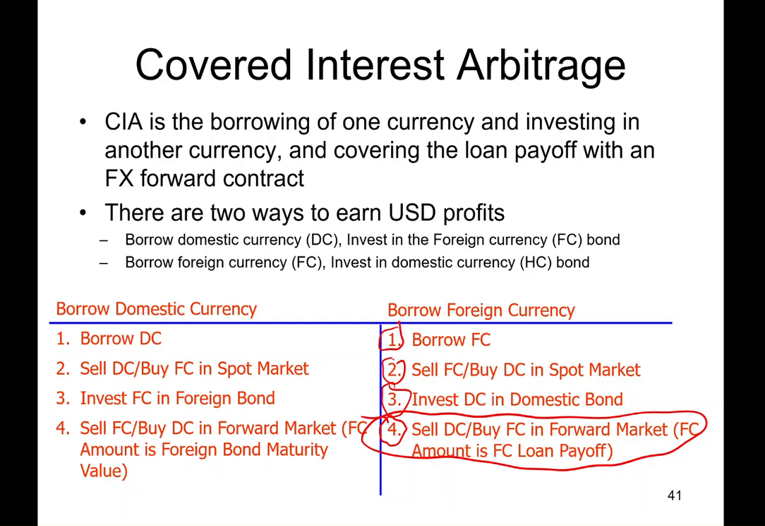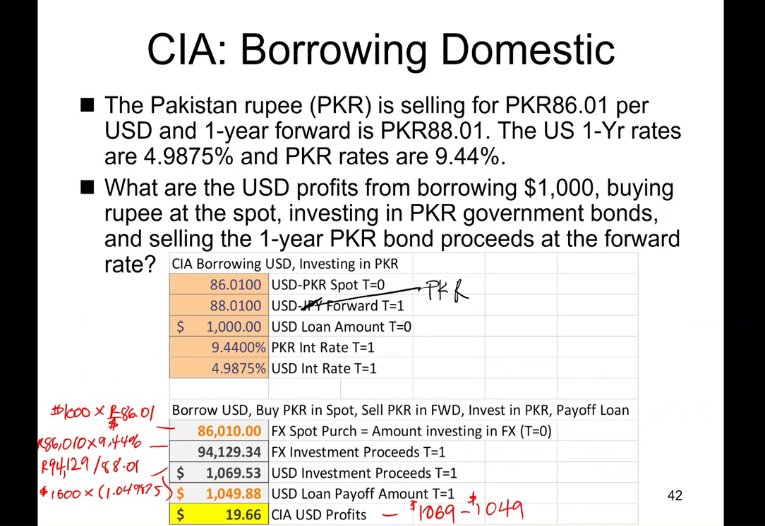But you can also do the covered interest arbitrage in the other direction. You could borrow the domestic currency. We could borrow dollars, use the dollars to buy a foreign currency, invest in a foreign bond, and then enter into a contract to sell the proceeds of the foreign bond back to dollars. So let's do that example right here.